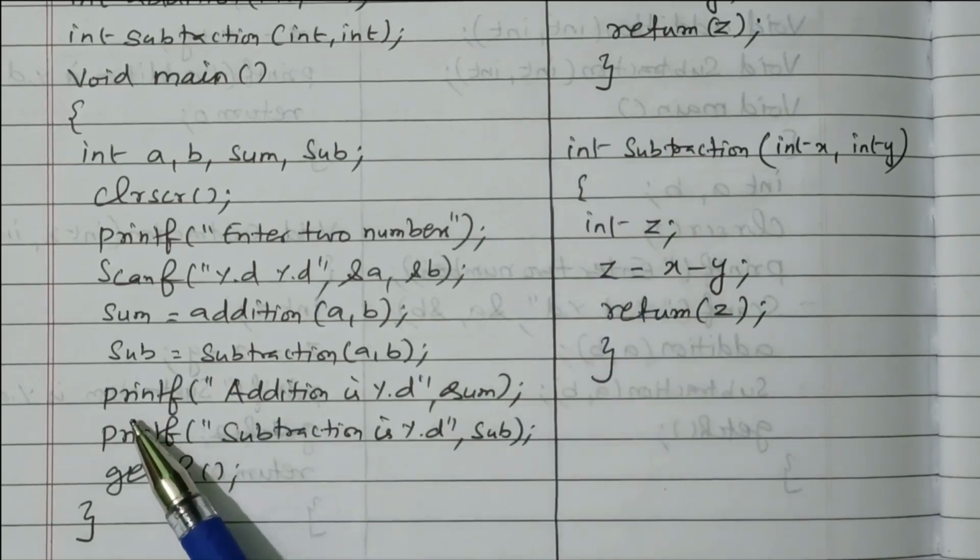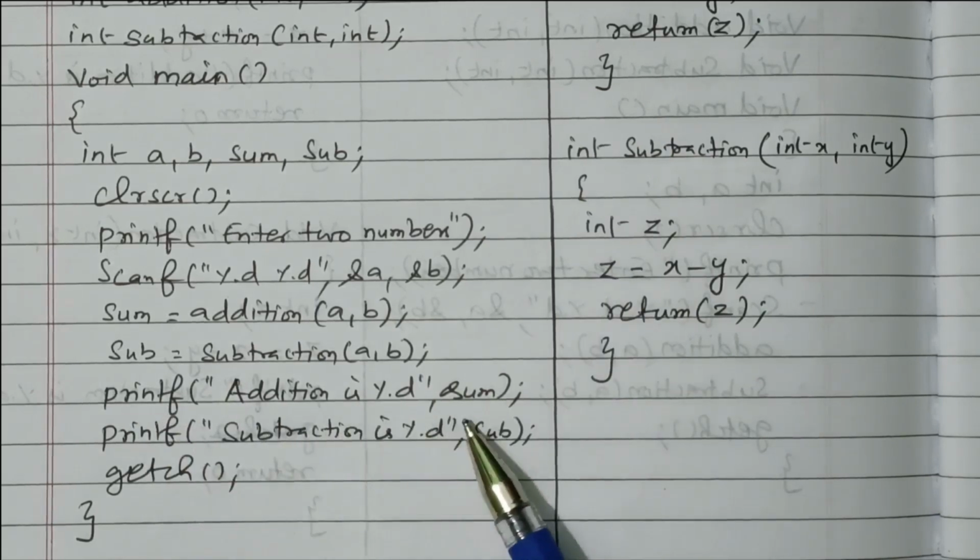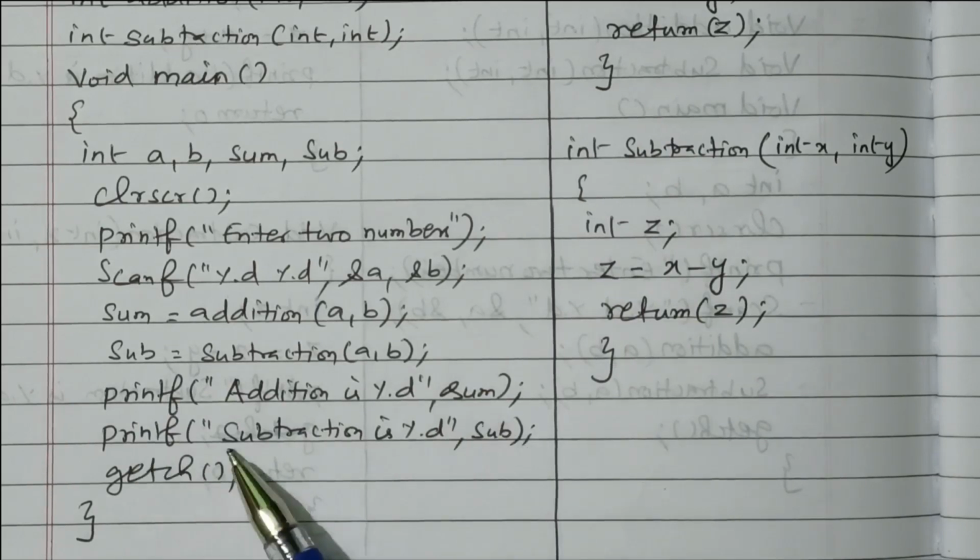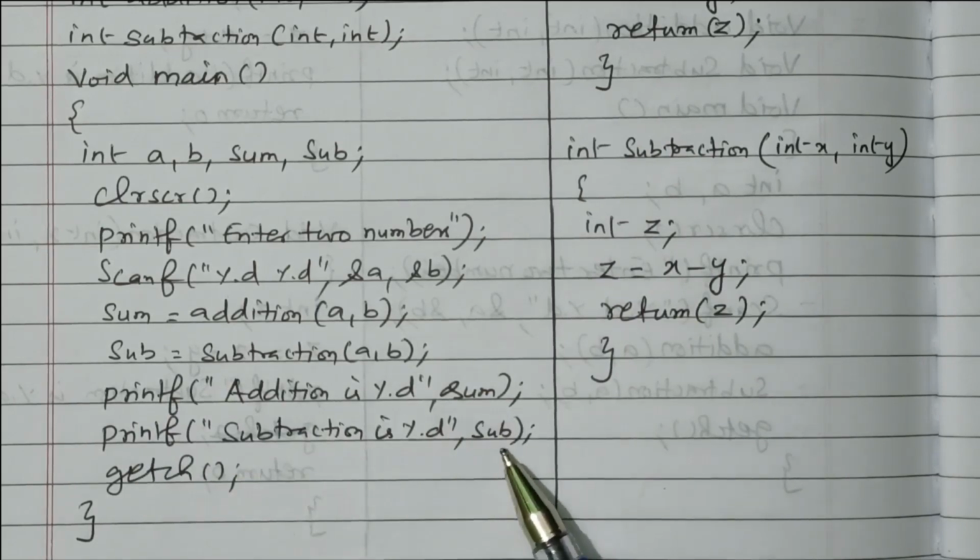So these two answers are printed. Print of addition is available in sum. Print of subtraction, percentage d, sub. Percentage d indicates integer. Right? So now the sum and subtraction is printed here. After getch, we can close the program.